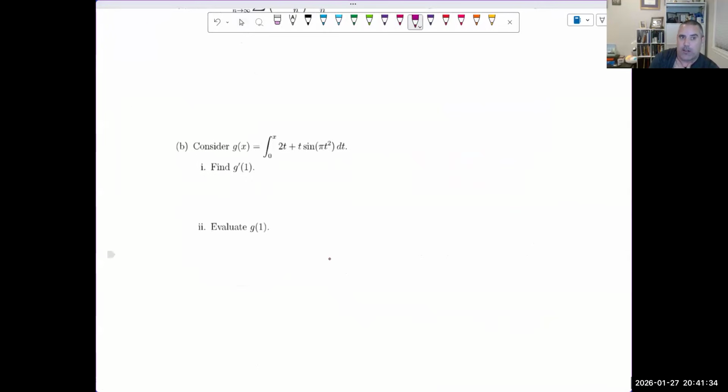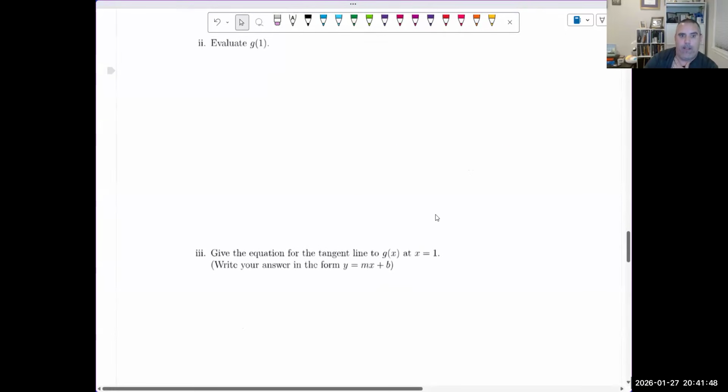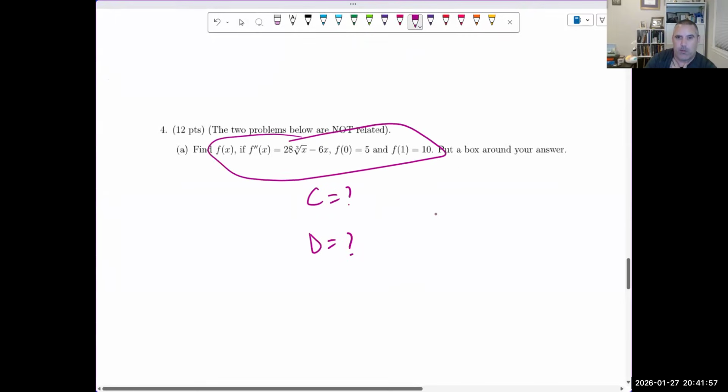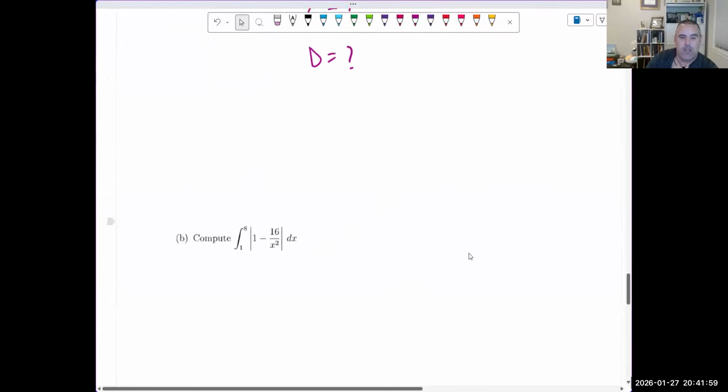There's a fundamental theorem of calculus, part 1, but a shorter one, much nicer than the last one. Times the derivative of the inside, but the derivative of the inside is just 1 because it's just an X. Tangent line, okay. Okay, here's finding plus C and D. That's kind of a 4-9 question.